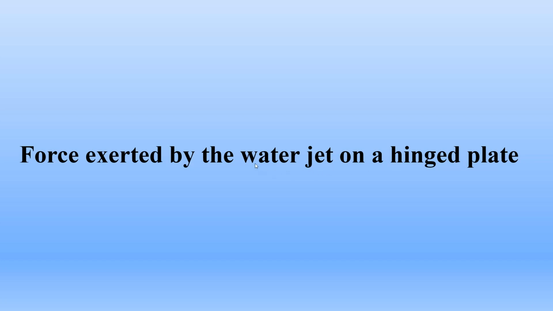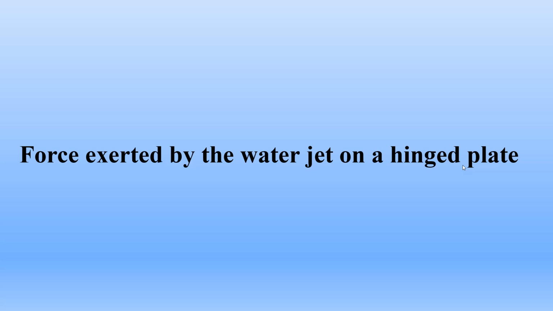Here we assume the water jet is horizontal. The hinged metal plate is a stationary vertical metal plate. Since it is a hinged metal plate, when the water jet strikes the metal plate, there is a deflection in that metal plate because of this hinge arrangement. We are going to discuss what is the deflection.